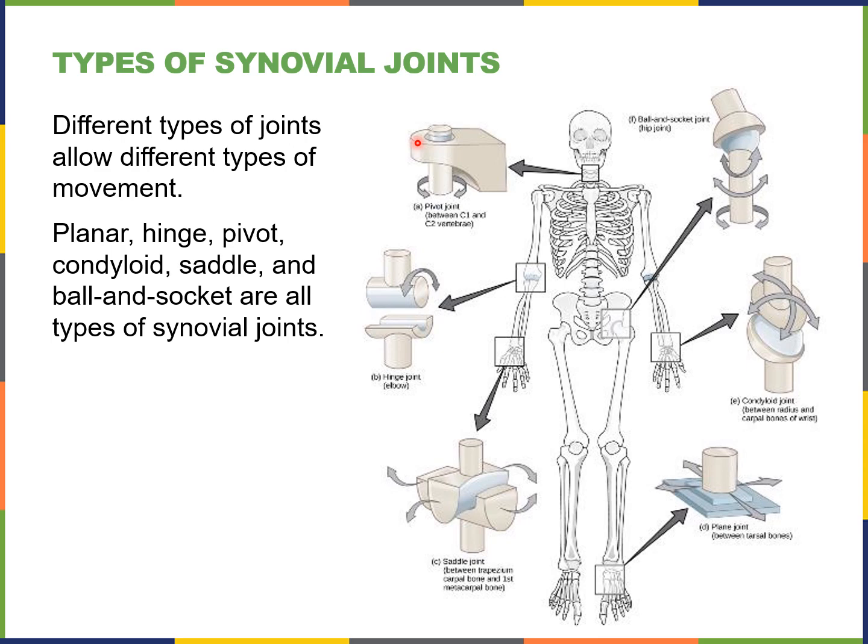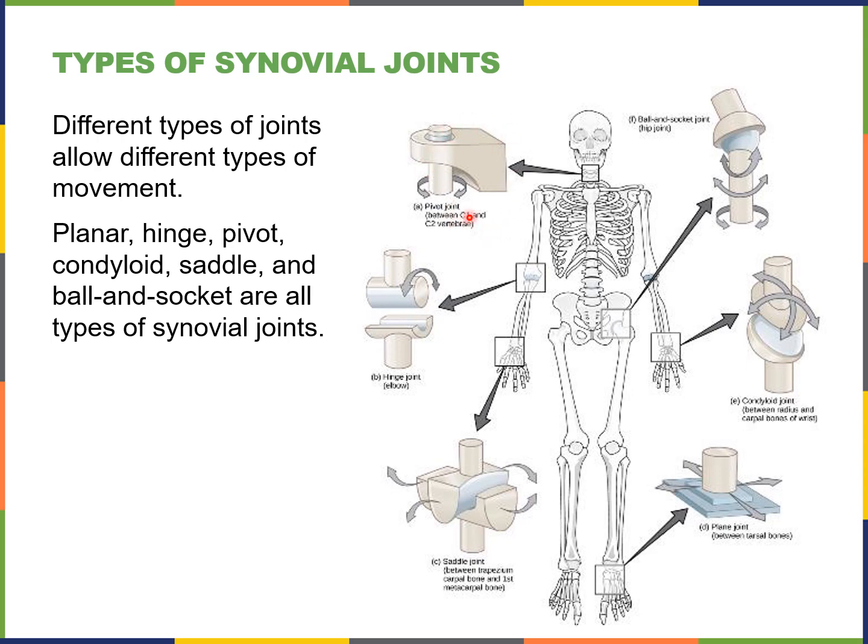So now talking about the different kinds of movement we have: gliding movement, angular movement, rotational movement, and special movements. So all of that usually falls into synovial joints, which are the diarthrosis joints that have free movement. So within those, we have different kinds, right? We have planar, hinge, pivot, condyloid, saddle, ball and socket, and each one has different functions that it allows for, right?